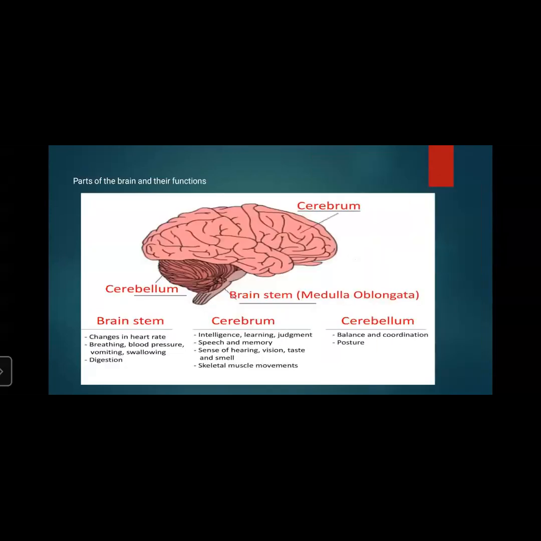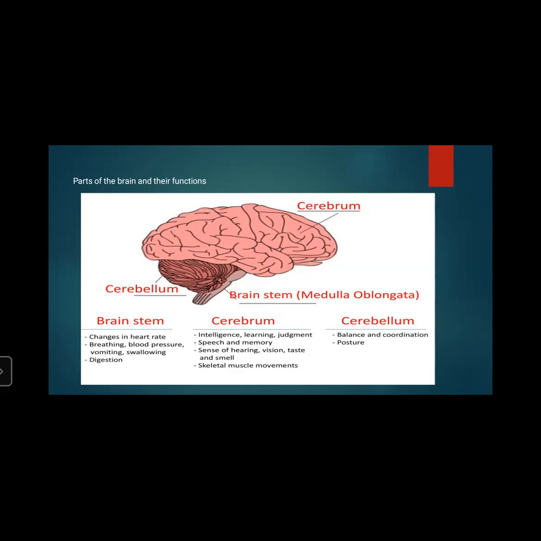Now the parts of the brain and their structure. We have learned about the cerebrum, cerebellum, and medulla oblongata, which is also called the brain stem, and the spinal cord. Let us learn about the functions. Cerebrum: it controls voluntary movements, concentration, planning, decision making, memory, intelligence, and intellectual activities. Cerebellum: coordination of voluntary movements, maintaining the body balance.